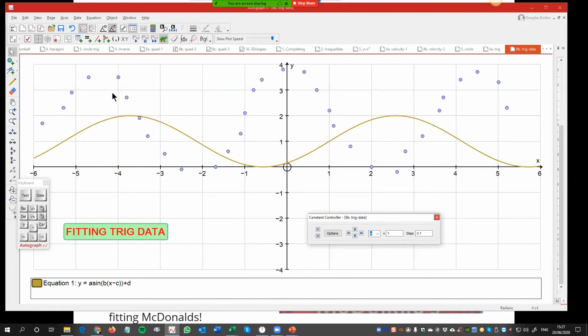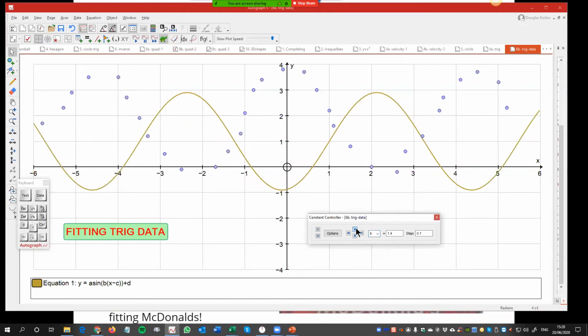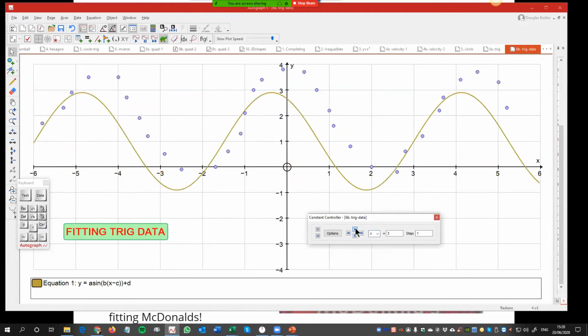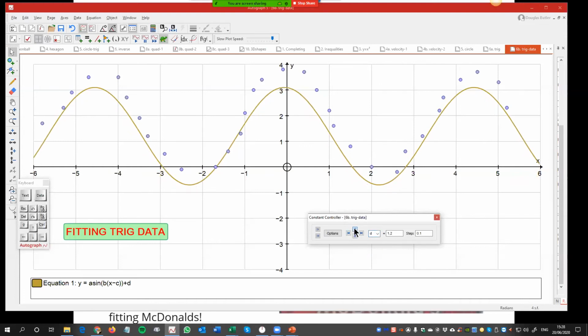This is some data from some tides, tide going up and down with time, and it's very much like a sine wave. So let's see, if we change A, it's just the amplitude. Yes, that's probably about right. If we change B, it's the frequency, so that's probably about right. And C, let's move it to the left or to the right. Let's increase the step. A little bit more, maybe reduce the step. And D, move it up and down.